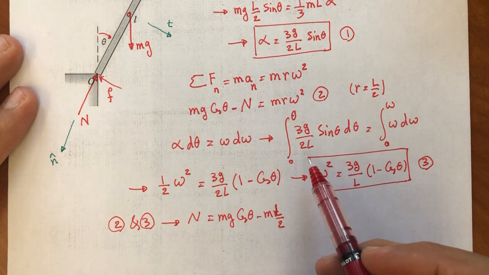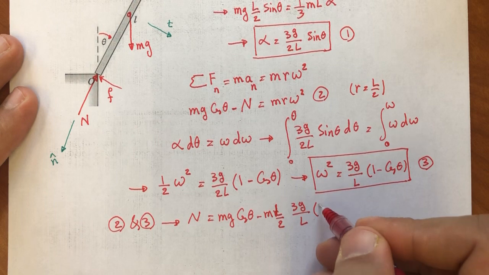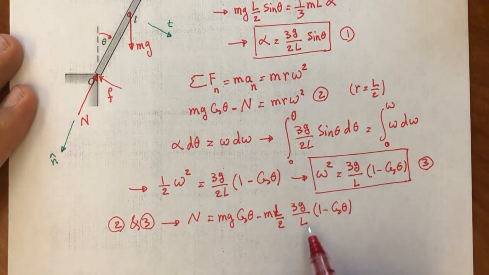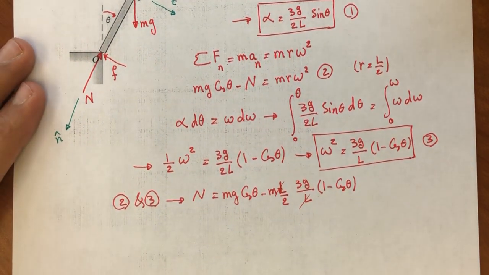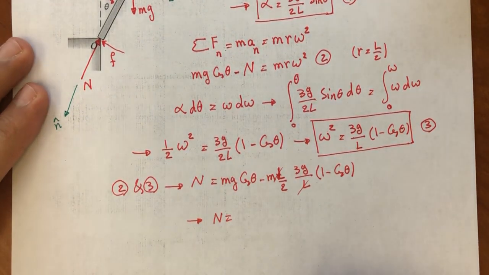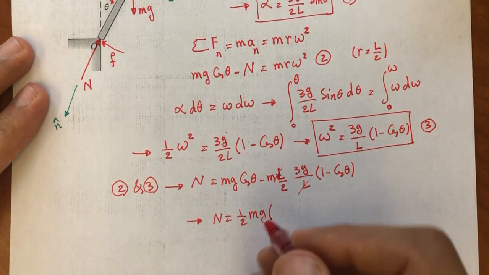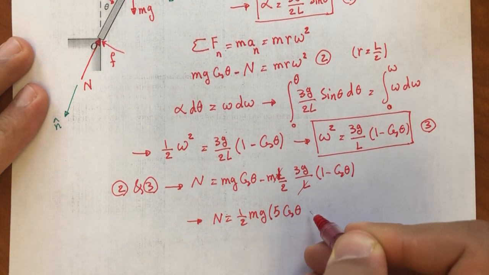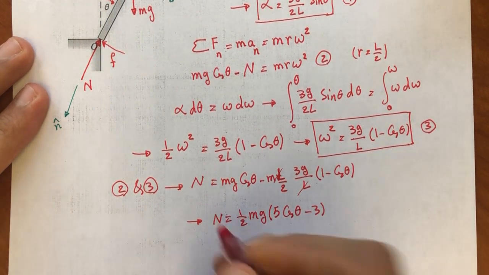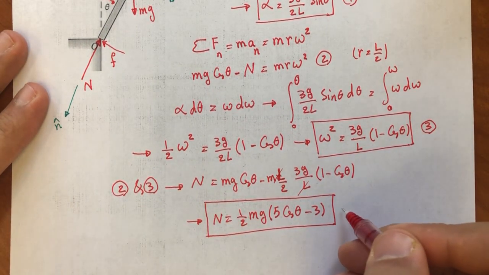Mr times omega squared, which is 3g divided by L times 1 minus cosine of theta. L is going to cancel out, and if you simplify it, n is going to be equal to mg divided by 2 times 5 cosine of theta minus 3. So we found n.